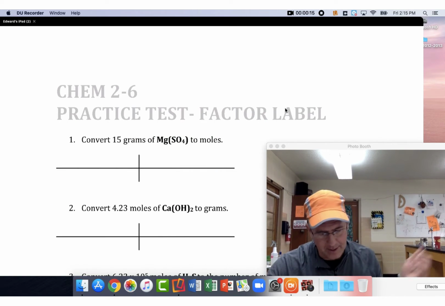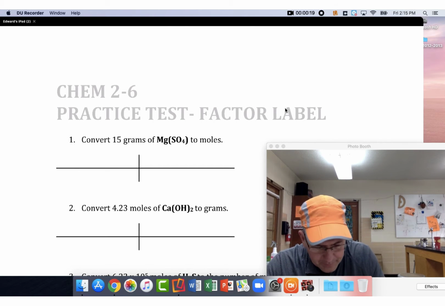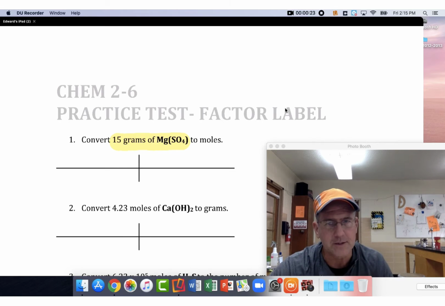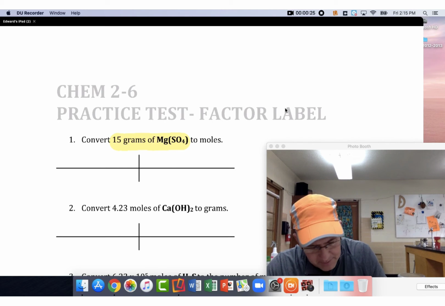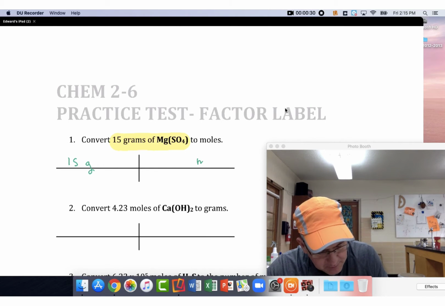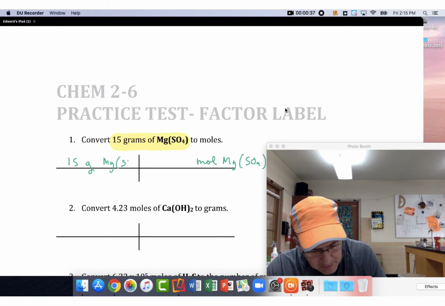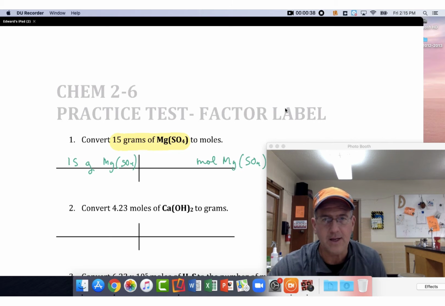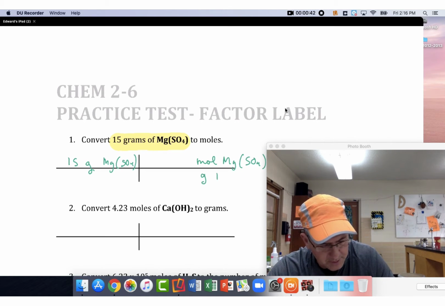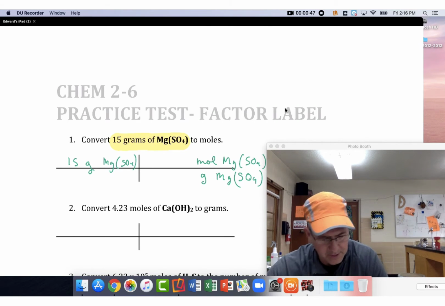All right, here's what we have. It says we have 15 grams of magnesium sulfate, and we're turning that to moles. Set up 15 grams, and we're converting that to moles. MgSO4. Set up like that, nice and easy. Now we have to cross out those grams. So we're going to put grams down here, and that crosses out our grams for us.